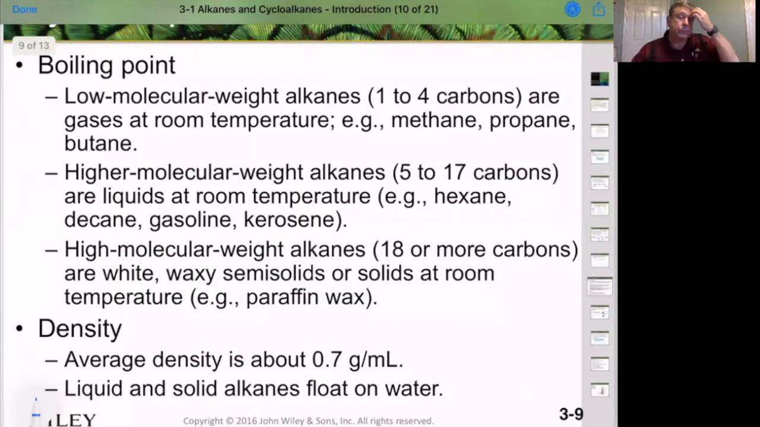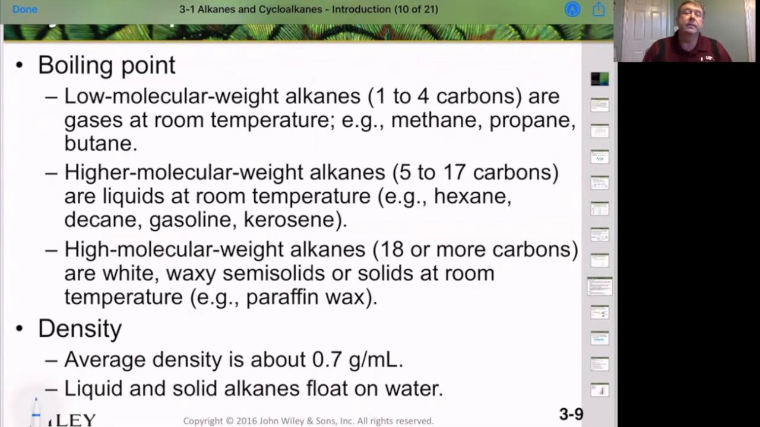One of the reasons we know these constitutional isomers are different is because they have different boiling points. Starting with very low molecular weights from 1 to 4 carbons, most of these are gases at room temperature. Think about methane and propane, which are in cylinders, and butane lighters, which is just a little bit below room temperature, but it's still a liquid if it's pressurized. The fact that these have very low molecular weight and very few interactions means they have very low boiling points. As we get to slightly higher molecular weights, we start seeing them as liquids.